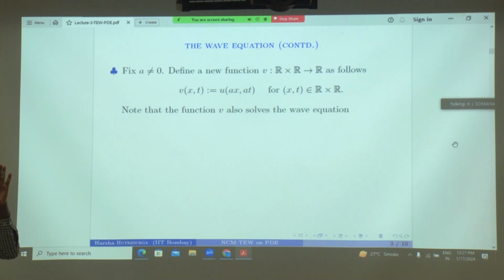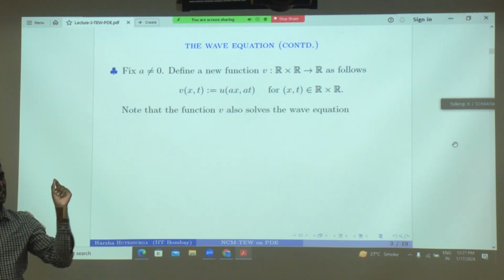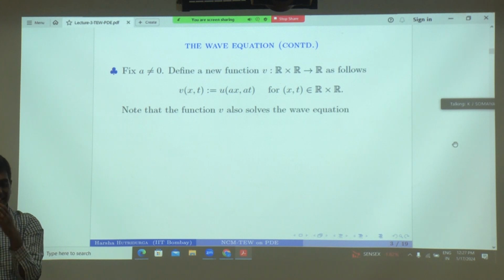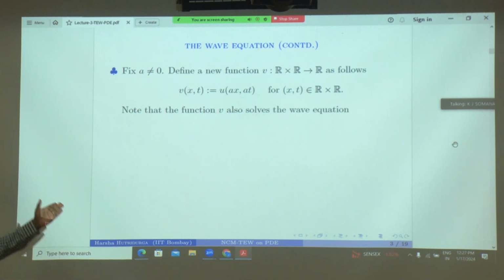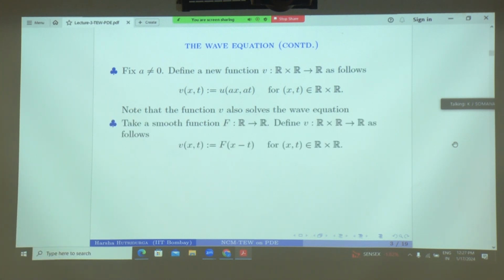Okay, this is a very useful property for the solutions to the wave equation, that this is known as the scale invariance which is present in the wave equation. Okay, that if you scale both the variables in the exactly same manner, you are scaling x as a x, and t as a t, that happens. There's a similar scale invariance involved in the heat equation, and that I will comment on later. Okay, you have to slightly change the scaling when it comes to the heat equation. So this is one thing. So v also solves the wave equation.